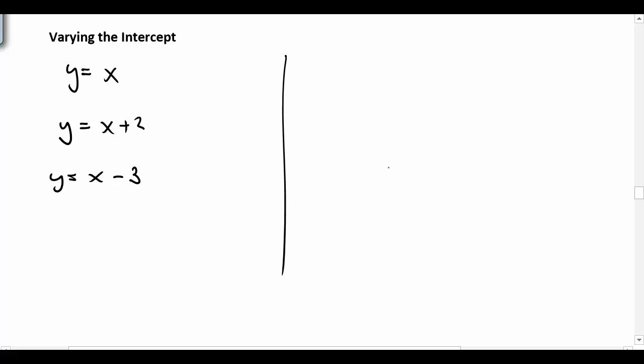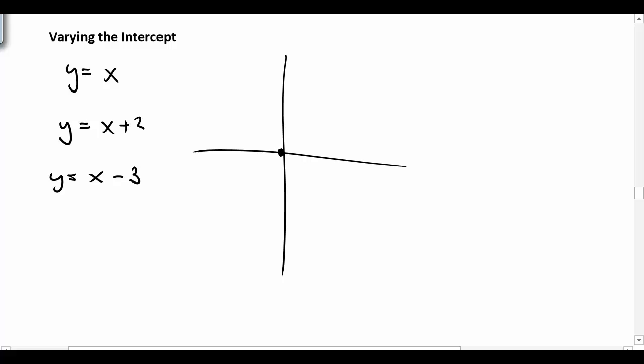Okay, the other thing that we're going to look at modifying or changing about our equation is the intercept. So let me go back and write a couple different lines. We'll start off with y equals x, y equals x plus 2, y equals x minus 3. Just kind of compare those graphs.